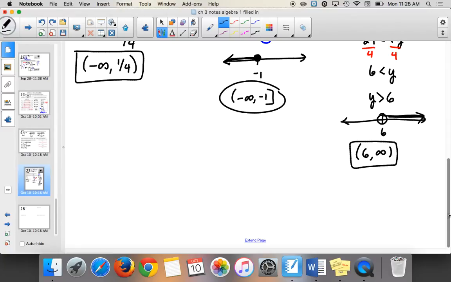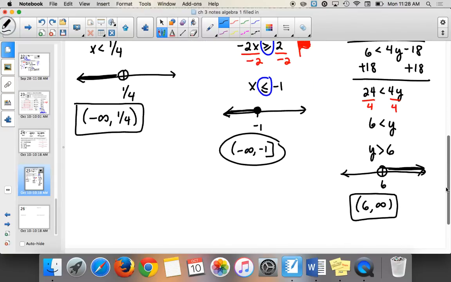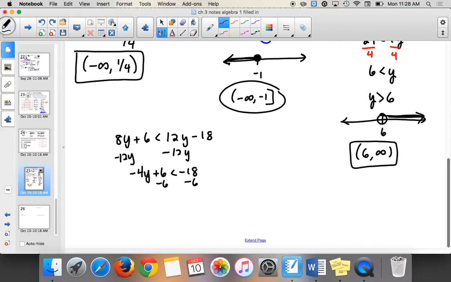Okay, you guys don't have to do this, but go ahead and pay attention if I had done it the other way. So if I had 8y plus 6 is less than 12y minus 18. Let's say I had subtracted the 12y over, so everybody look up here. Then I'd have negative 4y plus 6 is less than negative 18. I would then subtract the 6. So I'd have negative 4y is less than negative 24. And then I would have to divide by that negative 4, which is that red flag rule. I have to divide by a negative, so I have to flip my sign. So we get y is greater than 6.